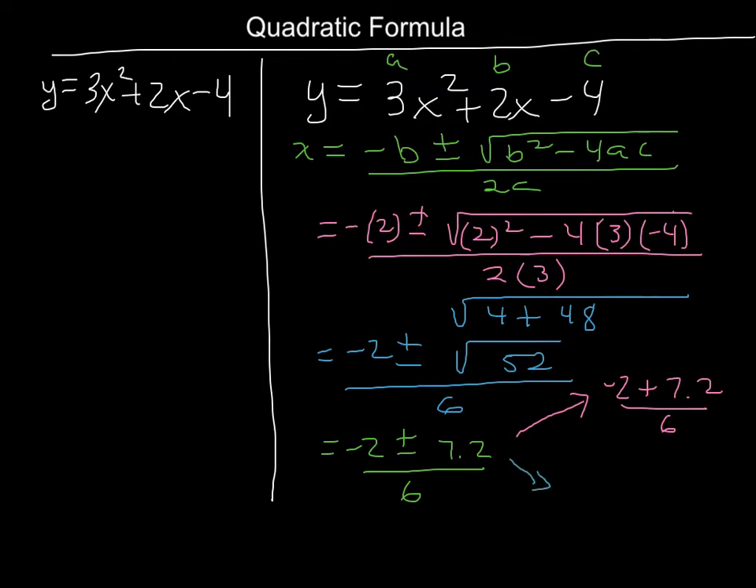And the other one is going to be negative 2 minus 7.2 over 6. And then you calculate those two things out, and they will give you your final answers.